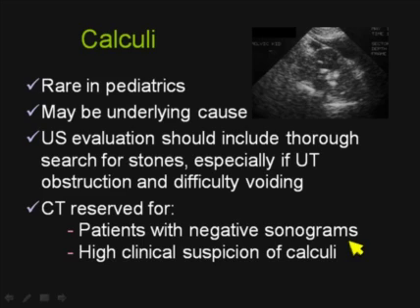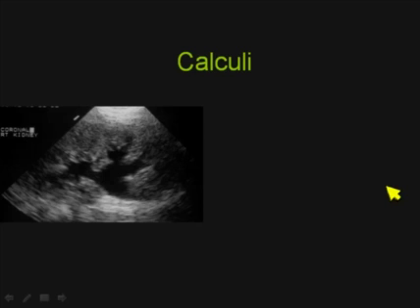Stones are rare in children. They can be the underlying cause of a urinary tract infection. So we need to do a thorough search for stones, especially if there is urinary tract obstruction and difficulty voiding. We try to reserve CT for patients with negative sonograms where there's a high suspicion of calculi.